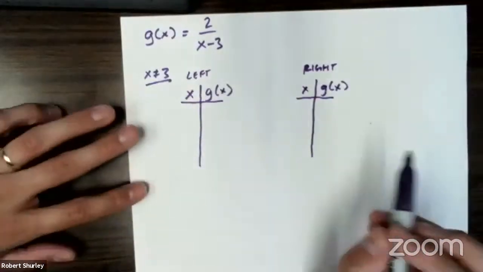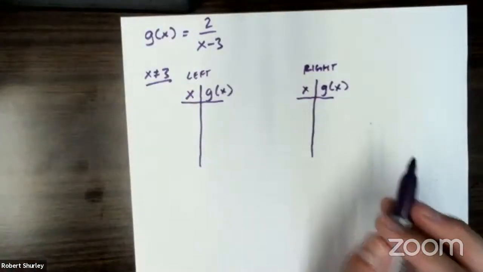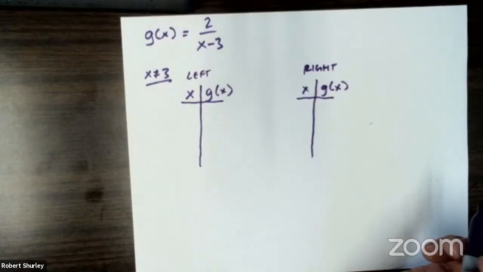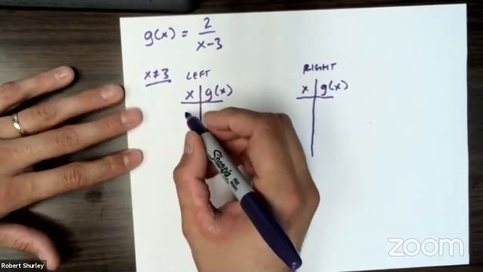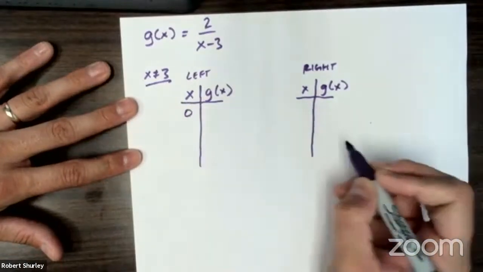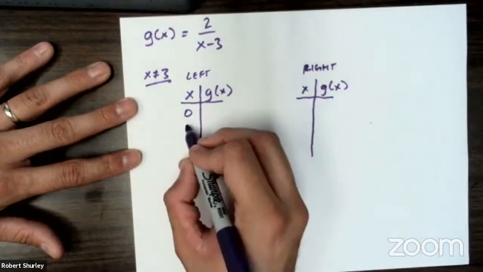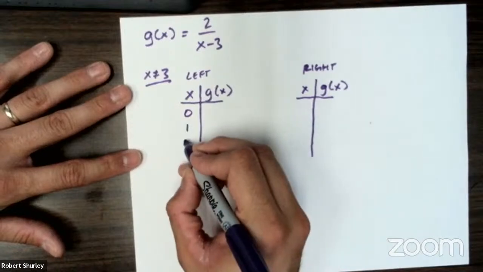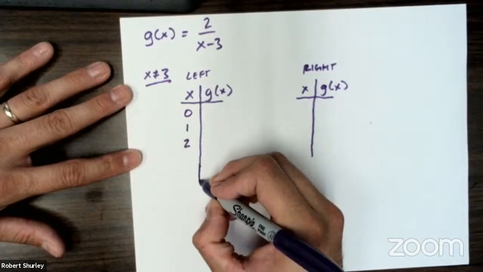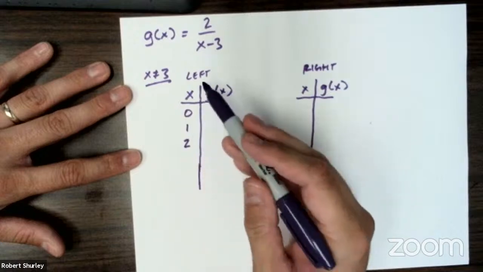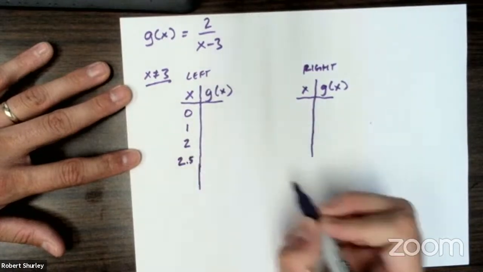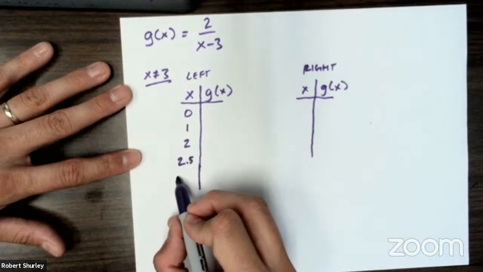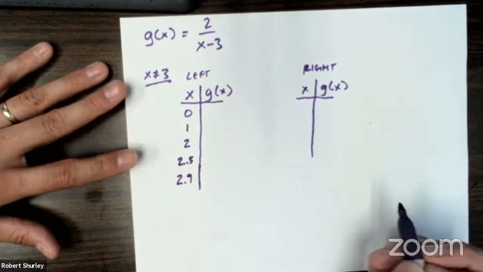So if we go from the left, let's start with numbers to the left of 3, like 2, 1, 0. Just for the graph, let's start at 0. Then let's go to 1, then 2. Can't go to 3, but we need to get closer to the left of 3. So let's do 2.5. Let's do 2.9 and see what we have going on.